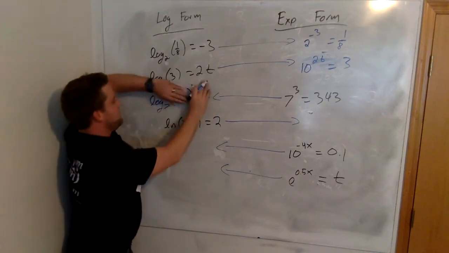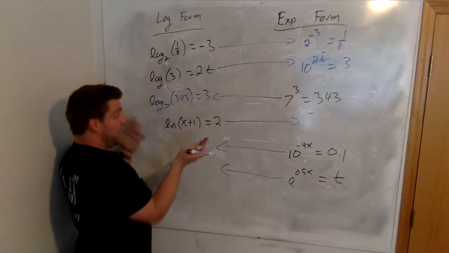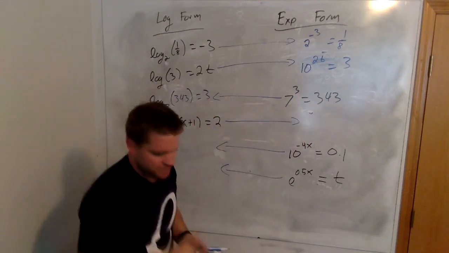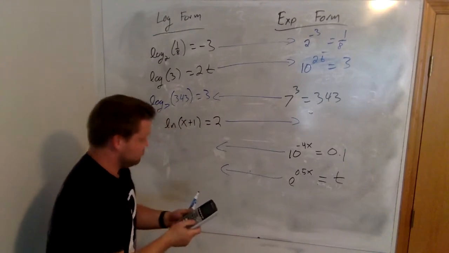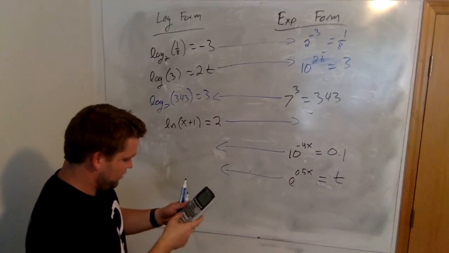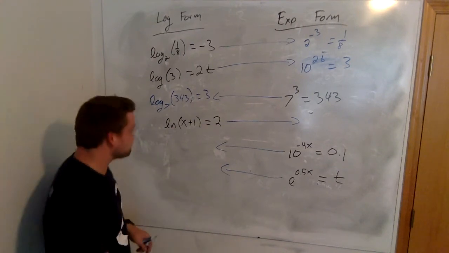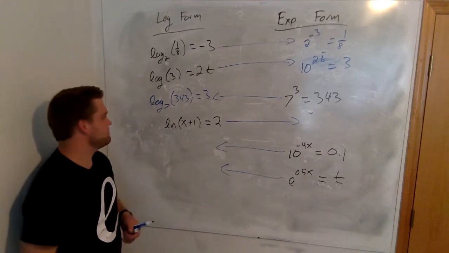This reads 7 to what power gives you 343? Well, 7 cubed is 343. If you can't do 7 cubed in your head, we should check this with our calculator. Is it true? I hope I just didn't write some garbage down on the board. 7 cubed is 343. Cool. Okay, so we just switched forms.